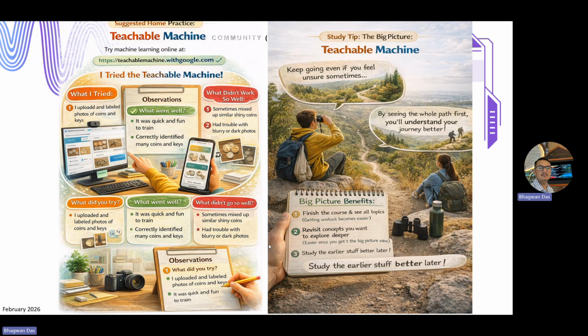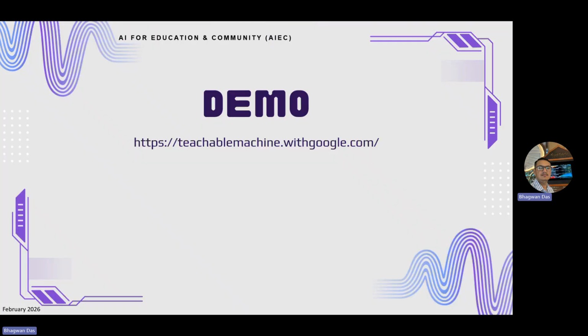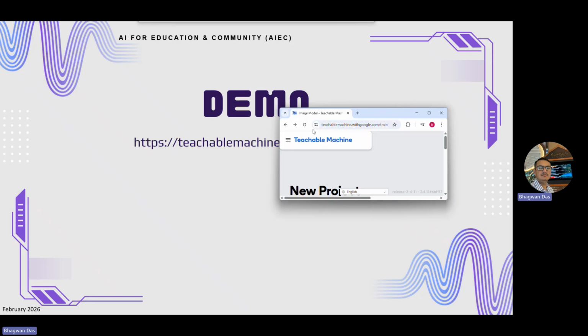Later on, the model will recognize whether the things discussed went well or were mistakenly identified, right? We will see the demonstration shortly. So keep going. If you feel unsure sometimes, by seeing the whole path, it will definitely give you more understanding. Now the big picture: finish this course and see all the things that we are defining here, and studying the other material will give you more ideas as well. I will give the link to this demo later so that you can use it yourself.